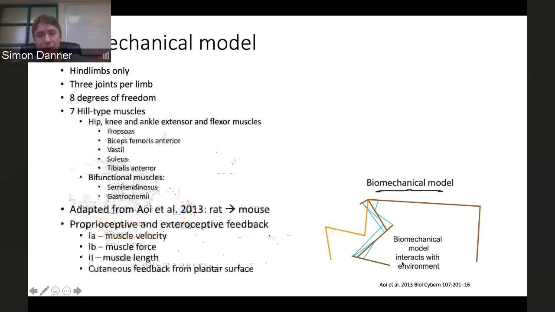So now briefly explain how we model the biomechanics. We adapted this model from the rat model by Aoi, who in turn adapted this from Ekeberg and Pearson's cat model, and we adjusted it for mouse parameters. It's a reduced version in 2D. We modeled the hind limbs only, three joints per limb. In total, we have 8 degrees of freedom and seven Hill-type muscles, major hip, knee, and ankle extensors and flexors, plus also two bifunctional muscles.